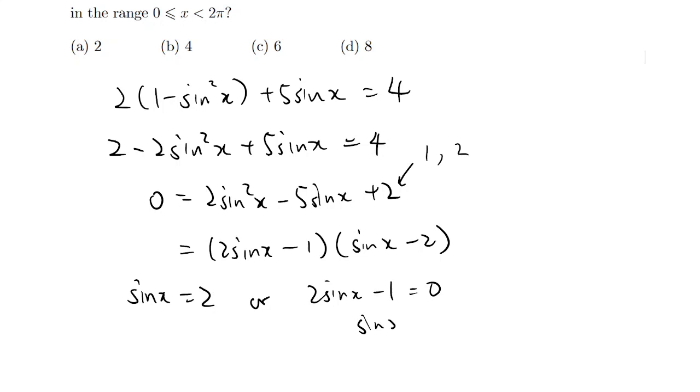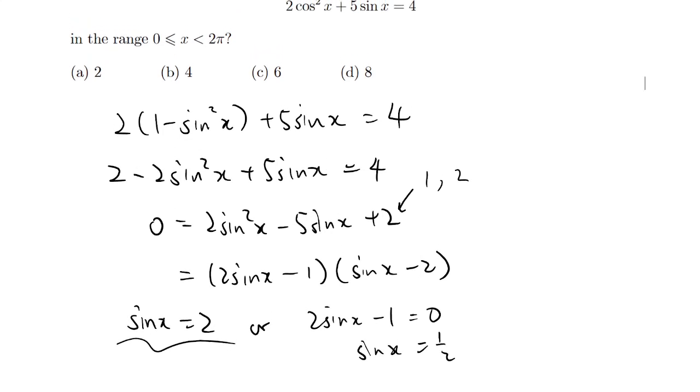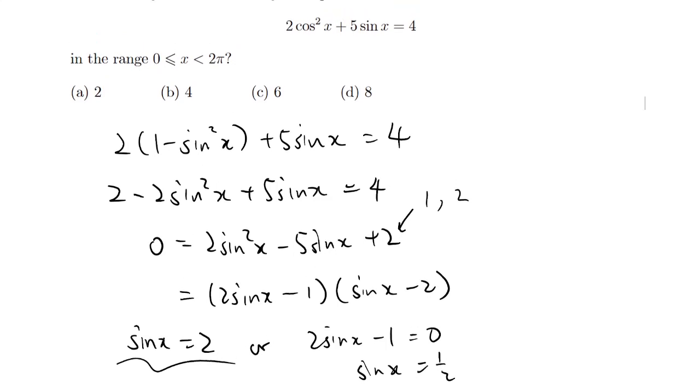So sine x equals a half here. So sine x couldn't equal 2. Okay, I think that should be pretty obvious. So sine x equals a half. How many solutions are there within 0 and 2 pi? Well, there's pi over 6 and 5 pi over 6, right? So there are 2 solutions, therefore the answer would be A.